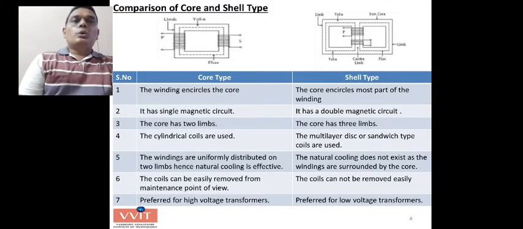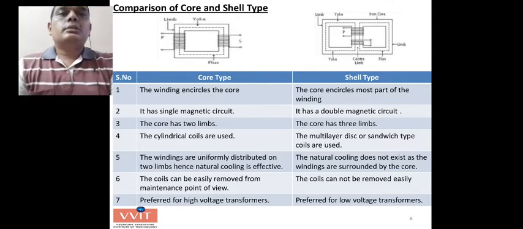And the comparison of core type and shell type: this is the core type, and this is the shell type. First difference is that in core type the winding encircles the core. Here in shell type, the core encircles most of the winding. It is a single magnetic path here, while it is a double magnetic circuit there. The core has two limbs here, and here we have three limbs. Cylindrical coils are used here. Here multi-layer disc or sandwich type coils are used.